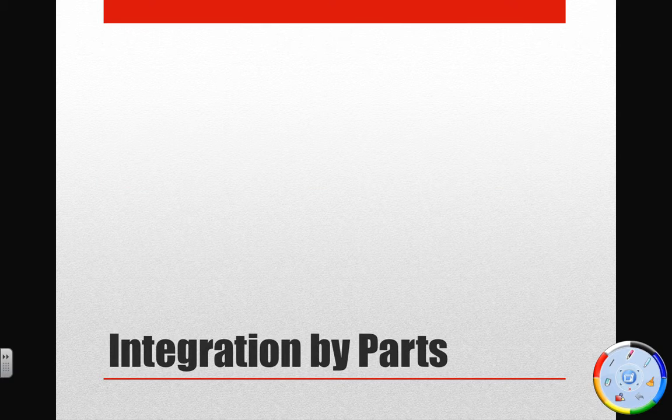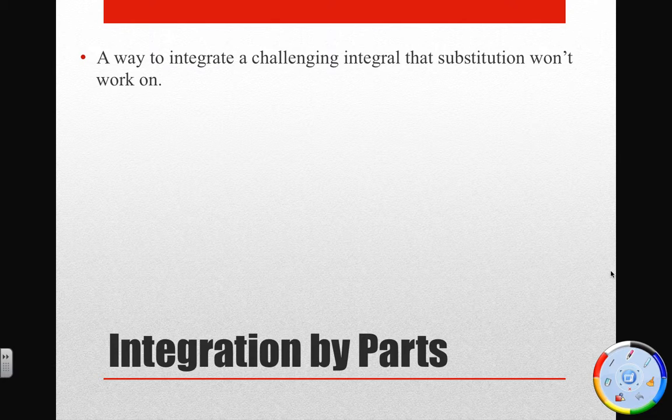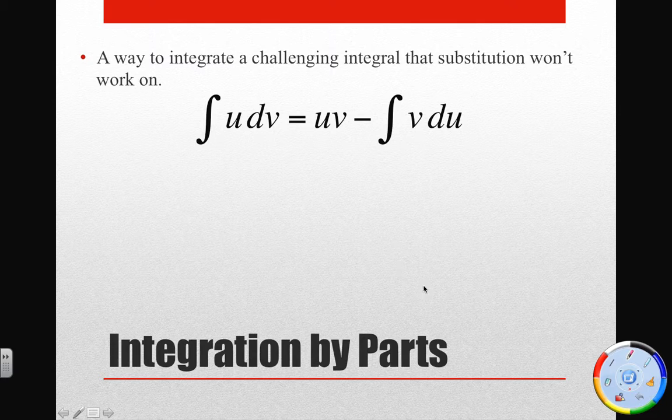All right, so let's look first at integration by parts. First of all, it's a way to integrate a challenging integral where substitution won't work, and you'll see an example in just a second. This is the formula we're going to be using. If we can write the integral as the integral of u dv, notice the non-common variables, then we set it up as uv minus the integral of v du. This takes a complex integral and should simplify it down to a much simpler integral that we can solve.